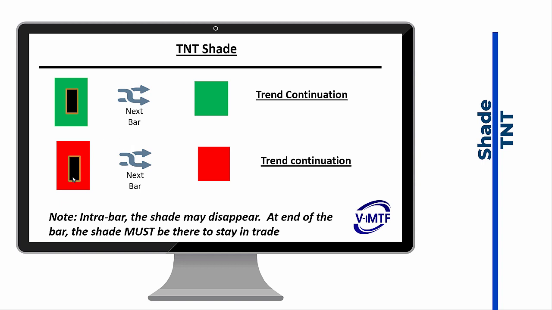If you don't have a shade, then you're going to look to another method, which will be covered in another module. Okay? Now, please take a read of this note here. Inner bar, the shade may disappear and it may come back. At the end of the bar, the shade must be there to stay in any trade. So in this strategy, you have to have a shade on the TNT, and a shade has to be maintained in the entry of your trade, in the 2-bar validation of your trade, and every part of your trade. So you always need a shade in your trade. If you don't, you're going to have to exit out.